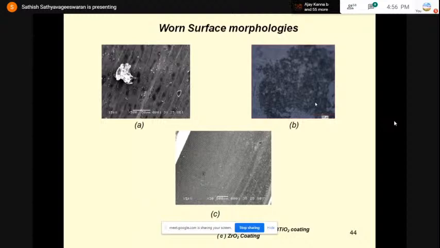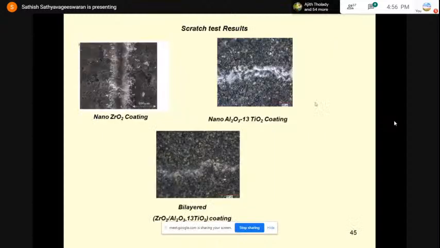In addition to that, you can also see a white particle sticking over the surface. This mainly happens because if you look at the hardness of the bilayered coating, it was around 1074. Since it is having maximum hardness, during wear testing, material transfer has taken place from the counterface material, that is from the alumina ball towards this material. That is why you could see a hard particle sticking over there.